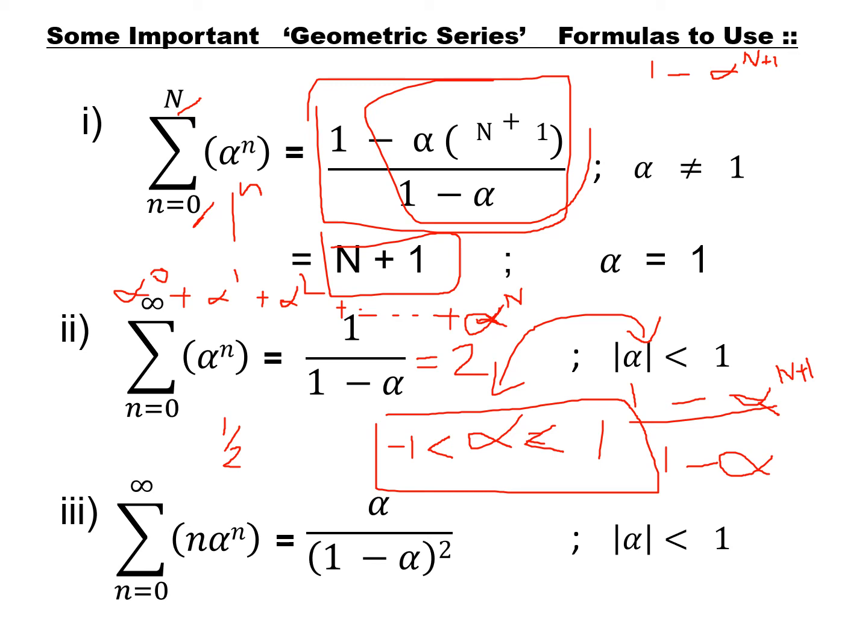But if alpha is a positive or negative fraction, if mod of alpha is less than 1, then the summation of n into alpha to the power of n, n ranging from 0 to infinity, is nothing but alpha by 1 minus alpha square. So keep these three formulas in mind. They will be helpful for all our future problem solutions in this particular chapter.